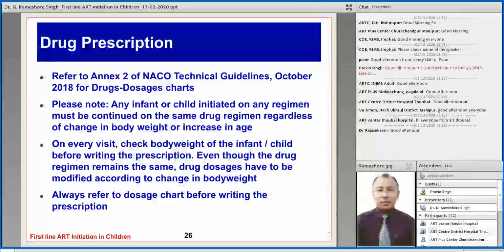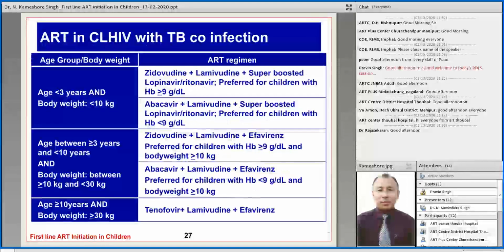In subsequent visits, we have to check the body weight of the infant or child before writing the prescriptions, because we have to prescribe according to the weight band. Even though the drug regimen remains the same, drug dosage has to be modified according to the change in the body weight of the child. Always refer to the dosage chart before writing the prescriptions.